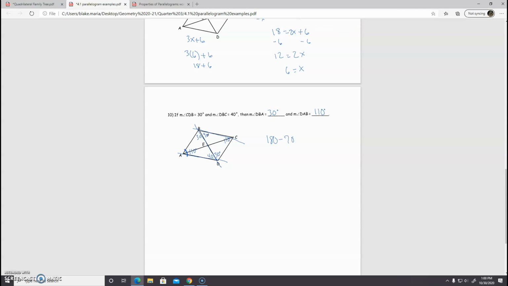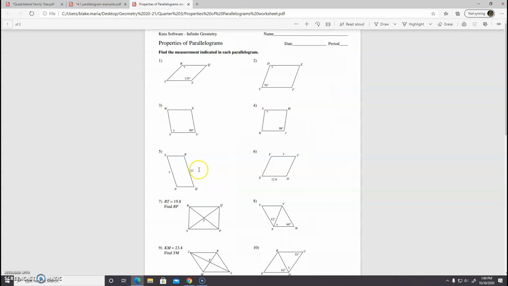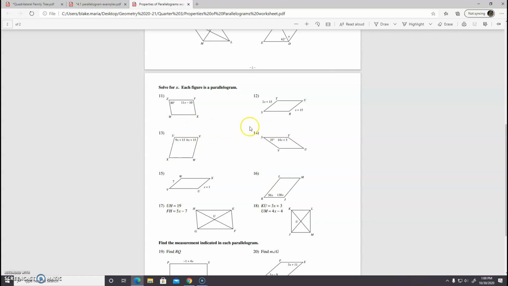All right, so that's what you're using. You're going to use this family tree, use those properties, whether it's the definition or one of the properties, to set it up. If you see consecutive angles, add them up to 180. So when you're working on this worksheet, I know you'll get down here where there's some equations. Ask yourself, like number 11, are they consecutive? Should they add up to equal 180? Or are they opposite sides? Should they be equal? That's what you should be focusing on.